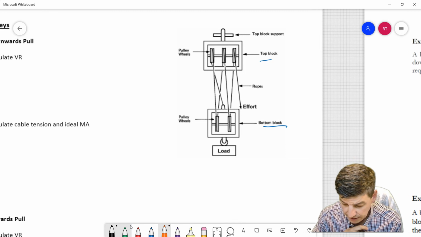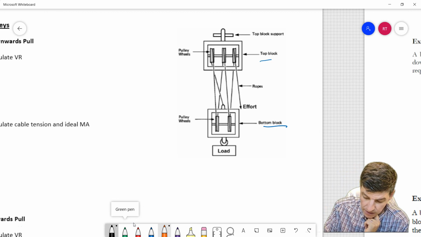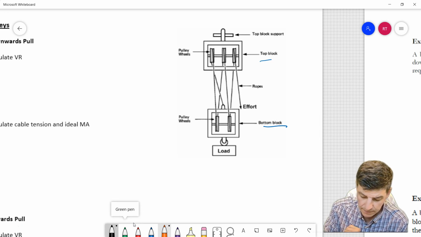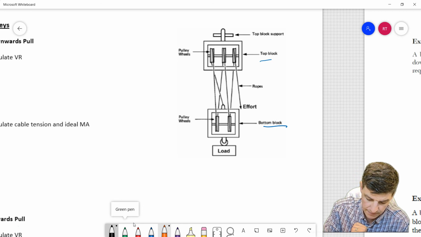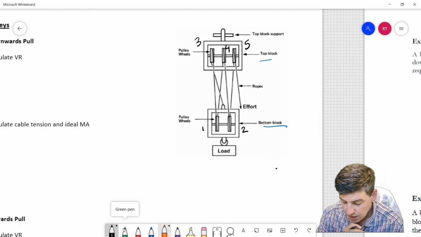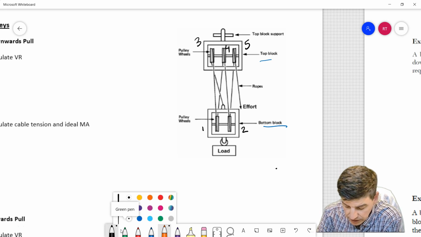So if we were to take a look at this example of a pulley system, let's see if we can figure out what our VR is. Okay, so a couple of approaches. One, what we can do is, first of all, count the number of pulleys. All right, so if we count the number of pulleys, 1, 2, 3, 4, and 5. So we know that our VR is either going to be 5 or one more, 6. So then we just have to figure out the arrangement.